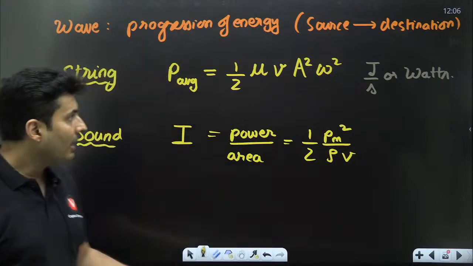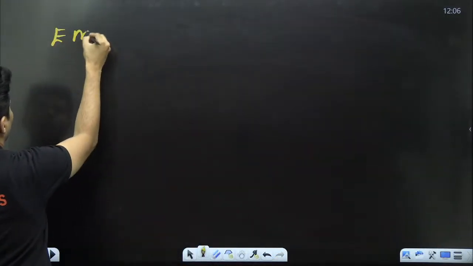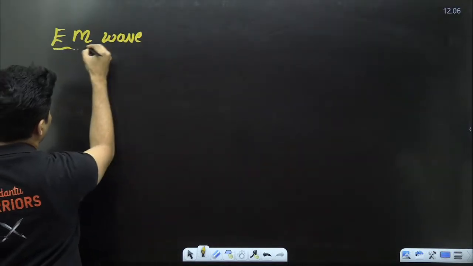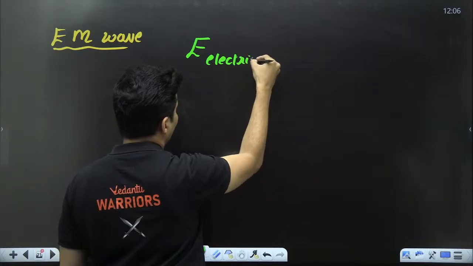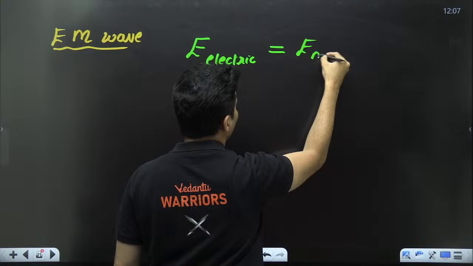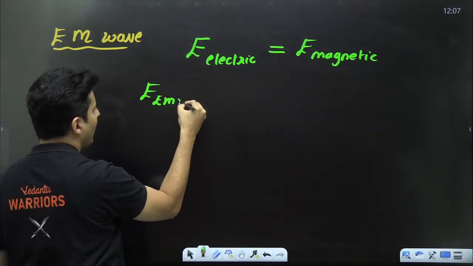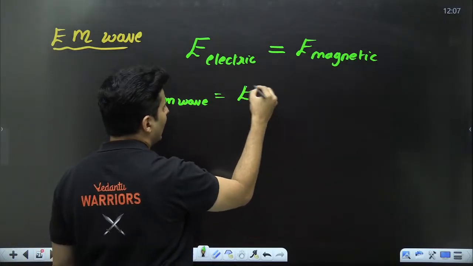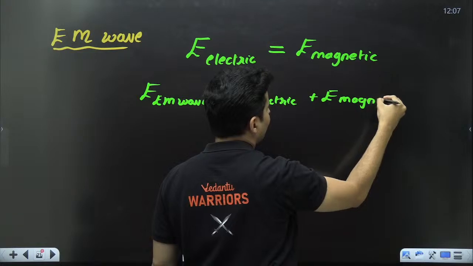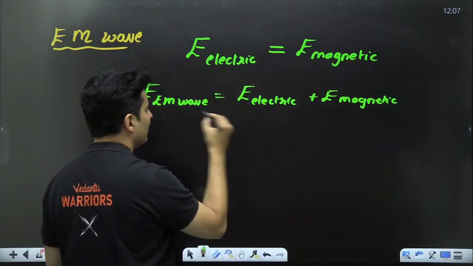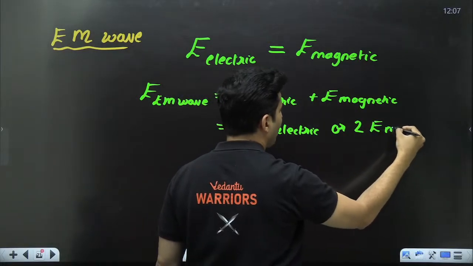Now regarding electromagnetic waves, what is the energy that we talk about? For an electromagnetic wave, please bear this in mind: the amount of energy in the electric field is the amount of energy in the magnetic field also, and the total energy of an electromagnetic wave is the energy of the electric field plus the energy of the magnetic field in it. So the total energy becomes 2 times the electric energy or 2 times the magnetic energy.